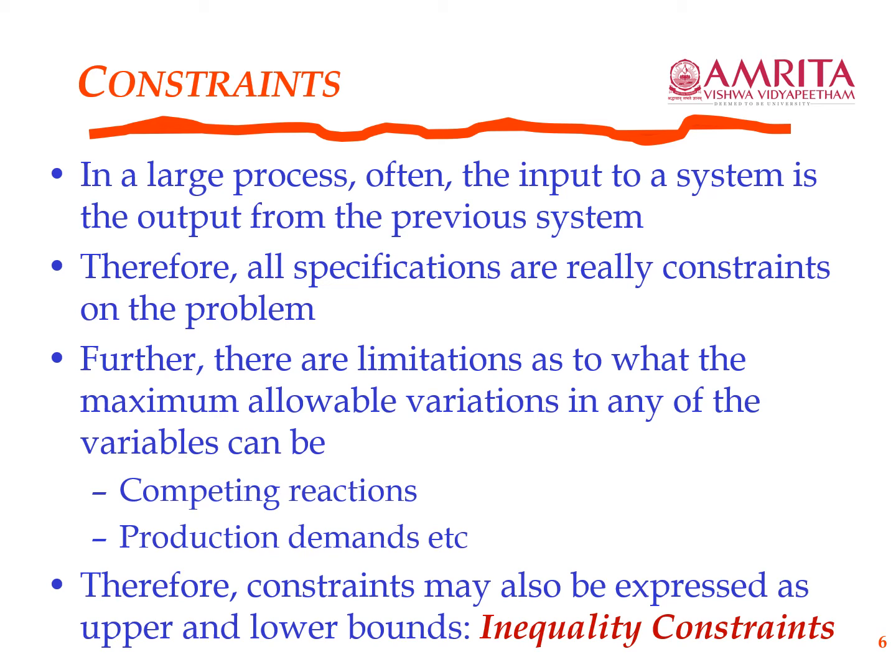So a temperature has to be within, say, 180 degrees and 185 degrees. There is a 5-degree range that is allowable, and that mathematically, when expressed, becomes an inequality constraint: 180 < T < 185. So that becomes an inequality constraint.